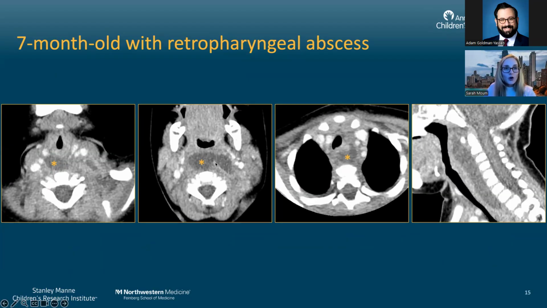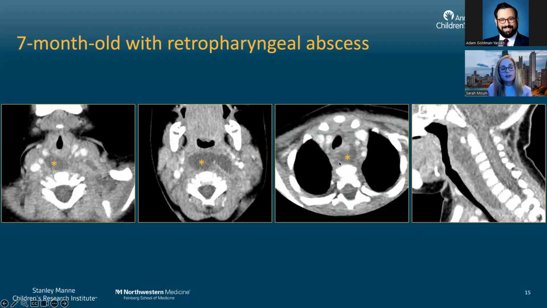peripherally enhancing retropharyngeal collection. That's especially on the sagittal, you can see its full extent. It extends from the nasopharynx superiorly, and then extends inferiorly all the way to the level of the mediastinum. And we see that nicely on the axials. I've denoted the collection with the asterisks here.